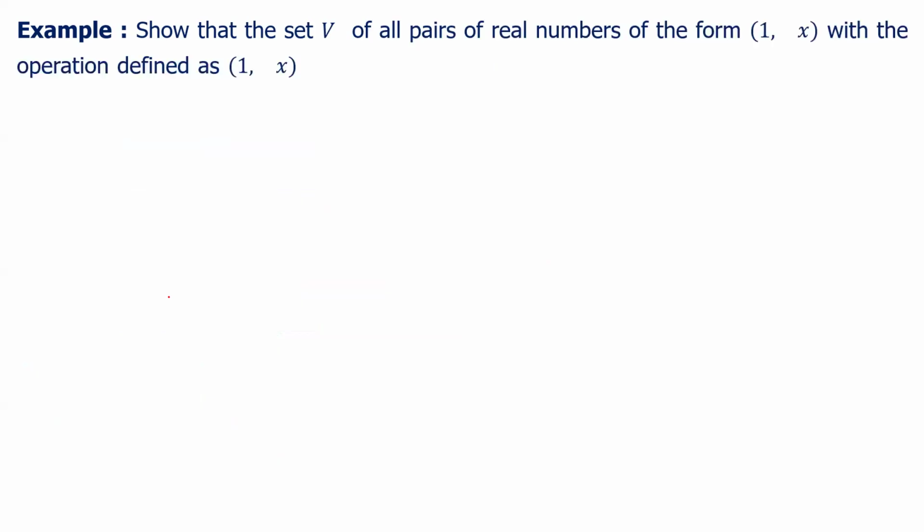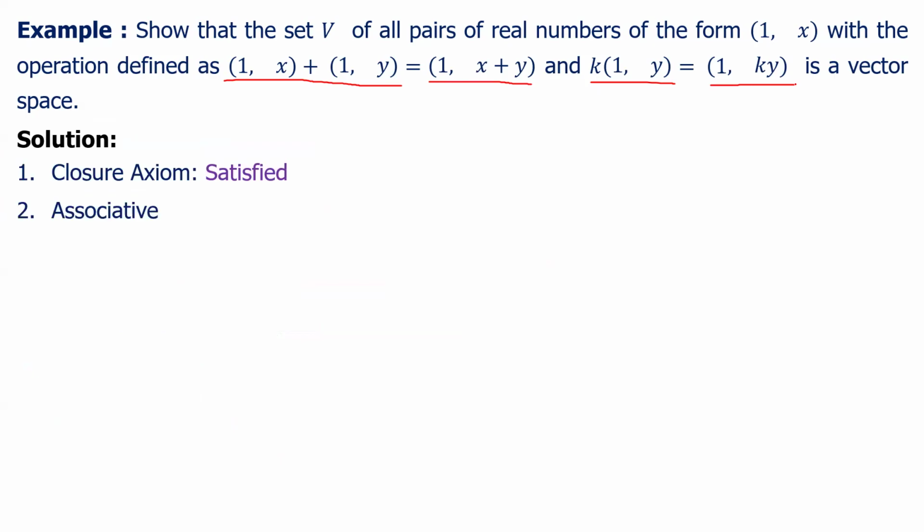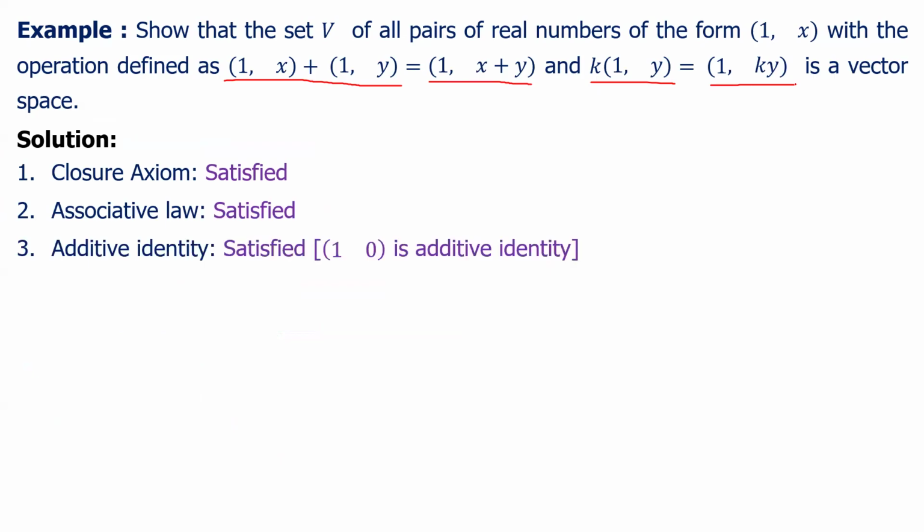Let us take one more example. The set V of all pairs of real numbers of the form (1, x) with the operation defined as (1, x) plus (1, y) equal to (1, x plus y), and k times (1, y) equal to (1, ky) is a vector space. So let us check all 10 properties. Closure axiom, yes, it's satisfied. Associative law satisfied. Additive identity satisfied because (1, 0), like that.